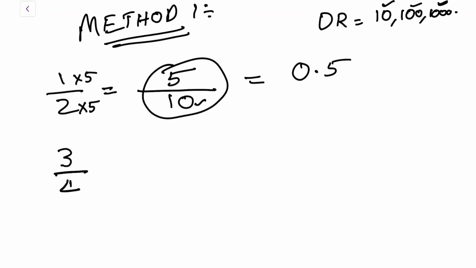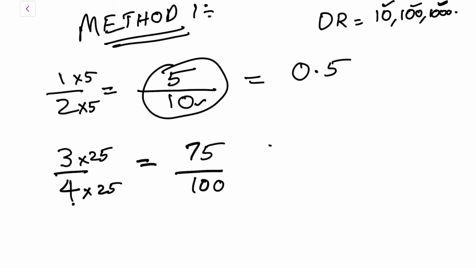3 by 4. Remember, the denominator has to be 10, 100 or 1000. Let's see. Can you think of 4 being a factor of 10, 100 or 1000? That's right, 100. 4 into 25. Correct? And 3 into 25 will become 75 by 100. That is the equivalent fraction with denominator 100, and this can be written as 0.75.